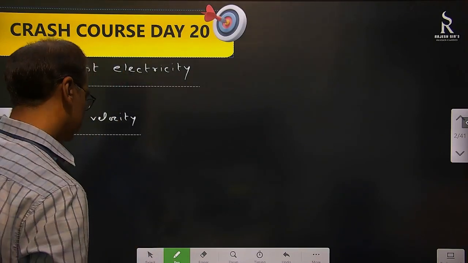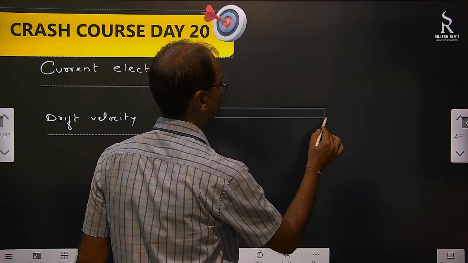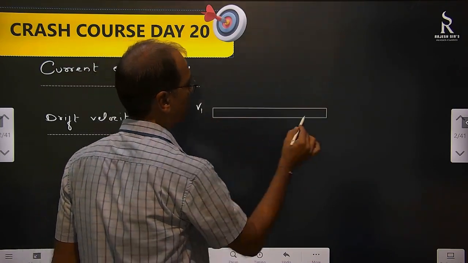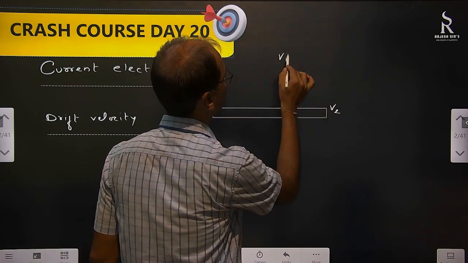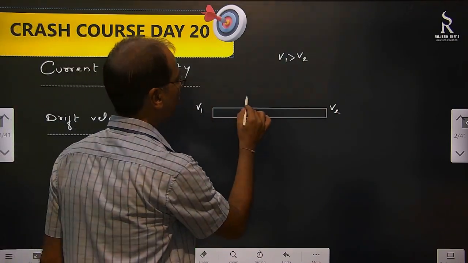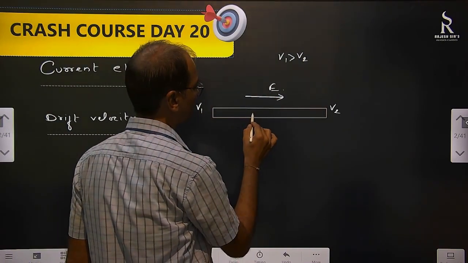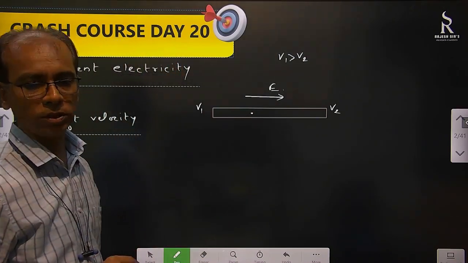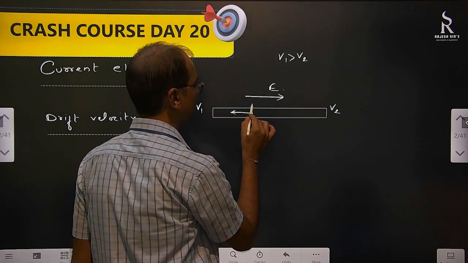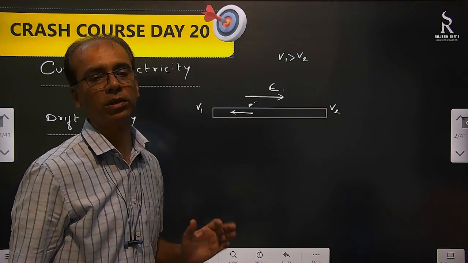So let's see then what it is. If I can say that this is a conductor, and we have applied a potential difference. Let's say here is V1 and here is V2, and we say V1 is greater than V2. So electric field is in this direction. Let's assume that there is one electron over here. Where will the electron move? Electron always moves opposite to the direction of electric field. Like this it's moving, and we are going to talk about this motion only. We are not talking about its random motion at all.